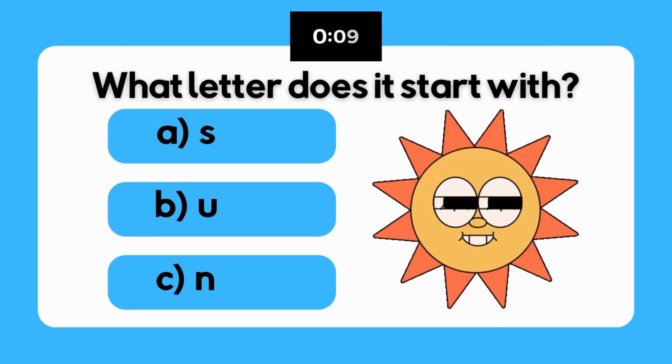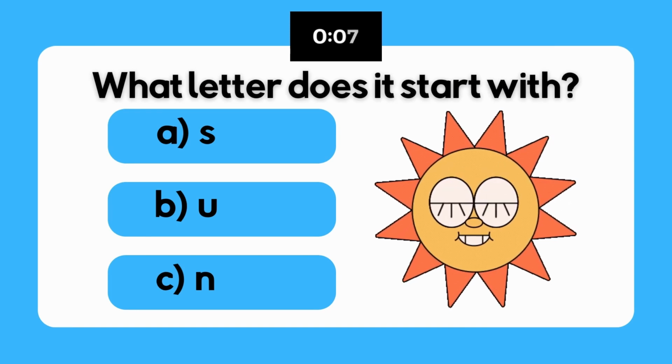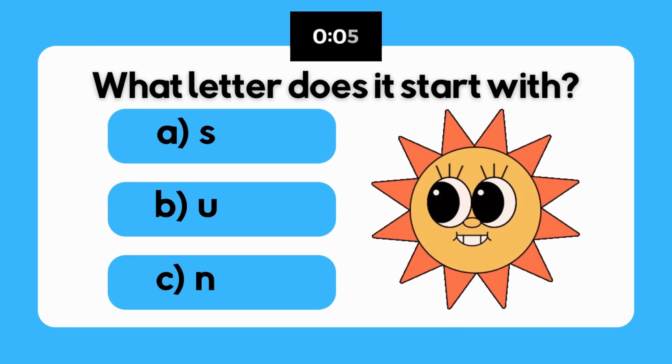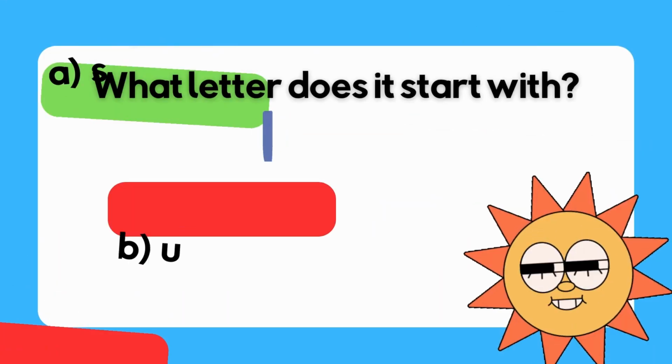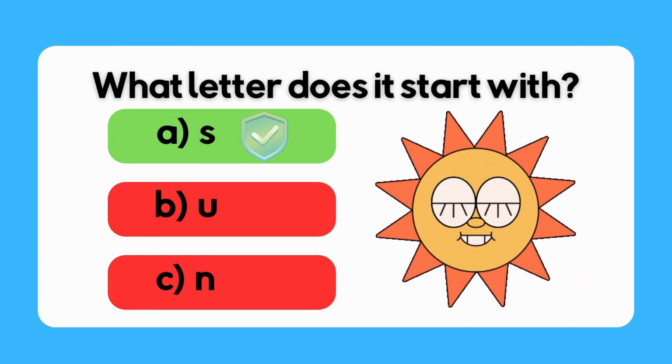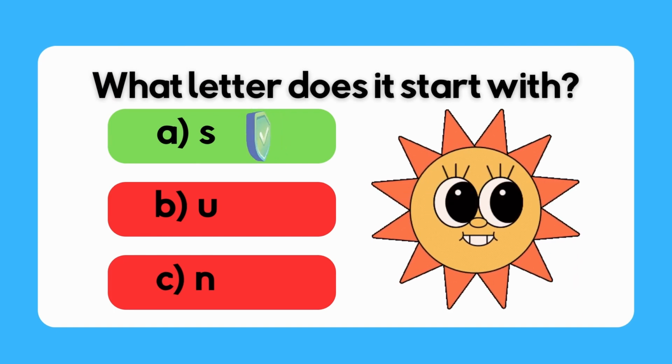Number 3. What letter does it start with? Awesome. S for sun.